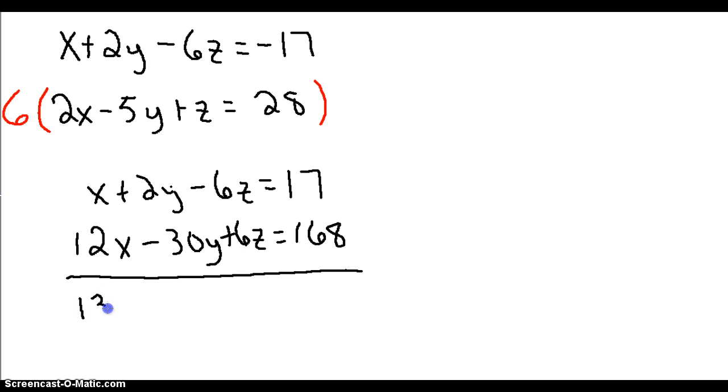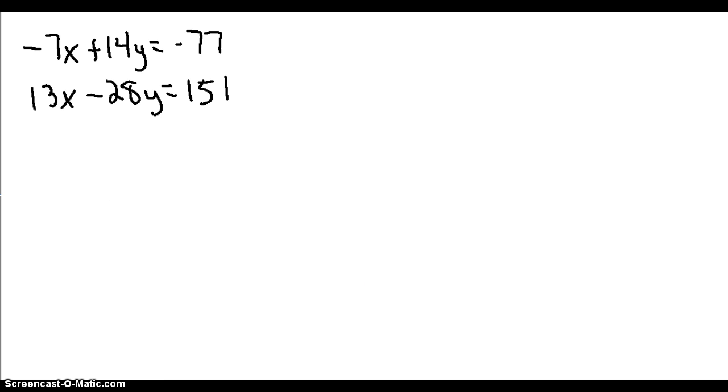When we add the x terms, we get 13x. When we add the y terms, we get negative 28y, so it's going to be 13x minus 28y. And when we do negative 6z plus 6z, again, they cancel each other out, so that's good. And then we add the numbers, negative 17, oops, excuse me, that's supposed to be negative 17, sorry about that. So negative 17 plus 168 is going to give us 151. Okay? So now we're down to a system of two equations with two unknowns.